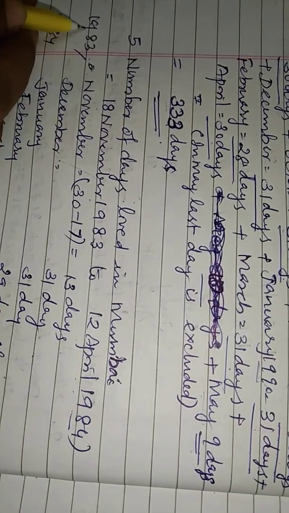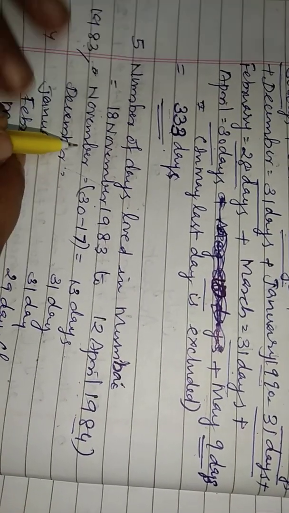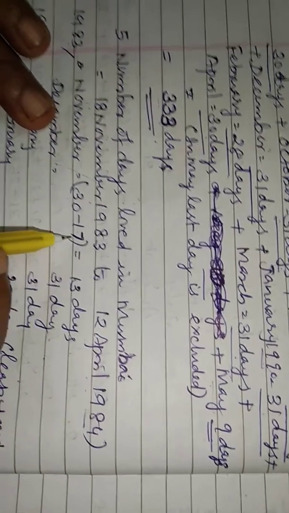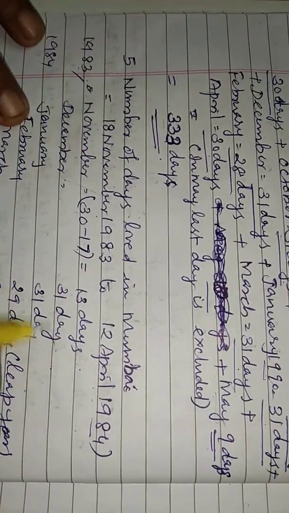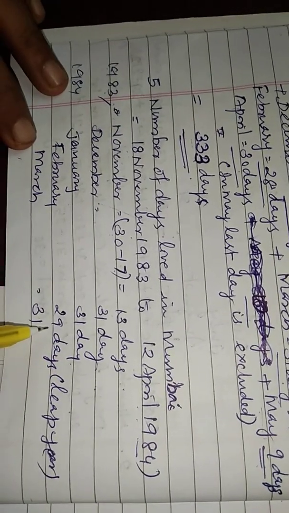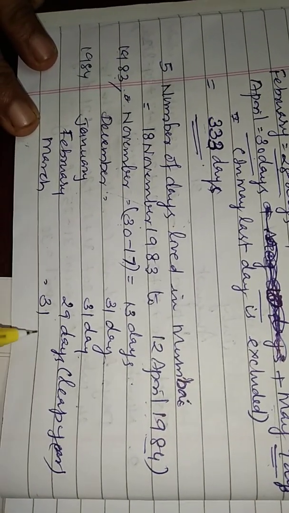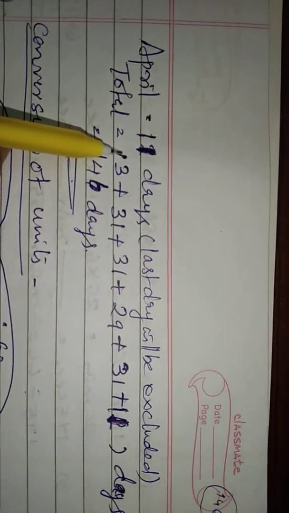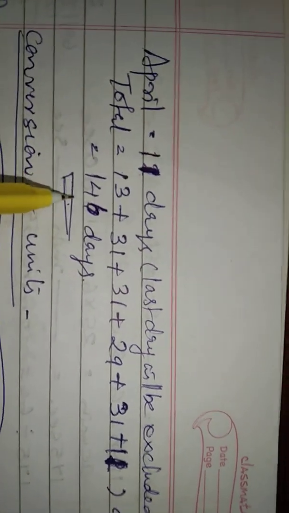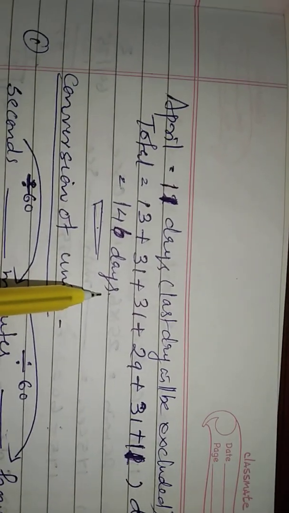So we can count from the first year 1983 in November. November 18, that means November we have 30 days, 30 minus 17, 13 days. December 31 days. Next year January 31 days. February, 84 is a leap year, so 29 days. March 31 days. April, up to April 12 they lived out there, so we have to take 11 days. Last day will be excluded. Now take the total, we will get 146 days they lived in Mumbai. That is the answer of that question.